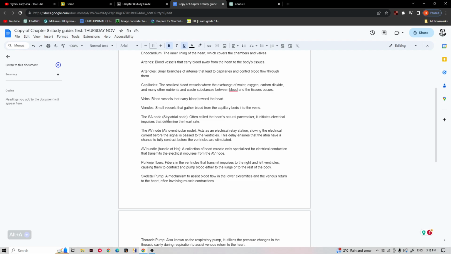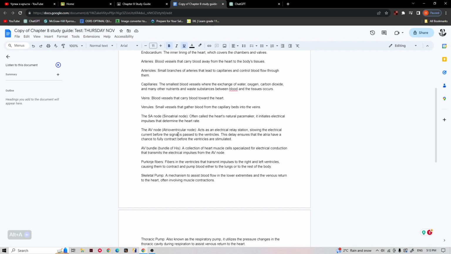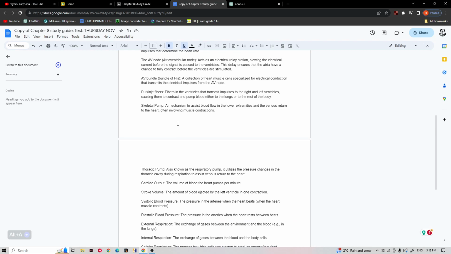Next, we have the SA node or sinoatrial node, often called the heart's natural pacemaker. It initiates electrical impulses that determine the heart's rate. Next, we have the AV node, the atrioventricular node. Acts as an electrical relay station, slowing the electrical current before the signal is passed to the ventricles. This delay ensures that the atria have a chance to fully contract before the ventricles are stimulated.